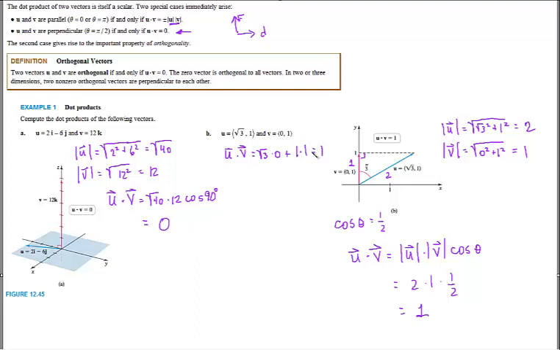Let's check in this other case. In this other case, I have plus 0i plus 0j, and then this one would be plus 0k, and notice that because I don't have anything in the same direction, their dot product would be 0.